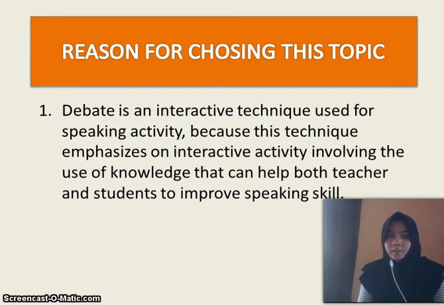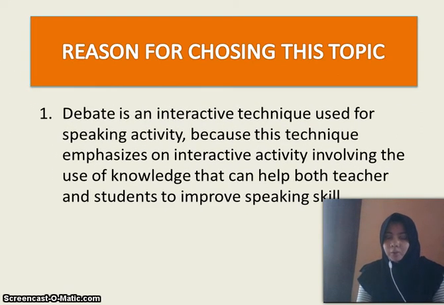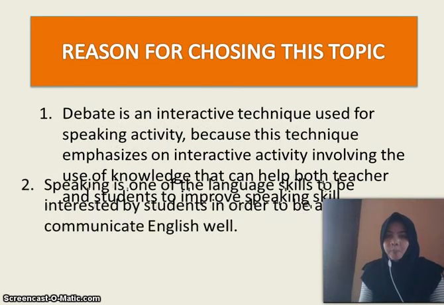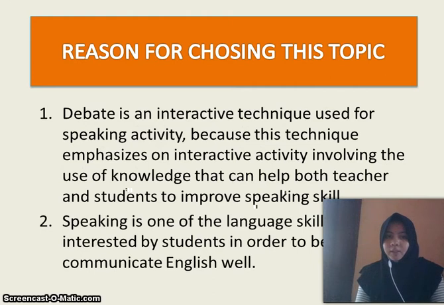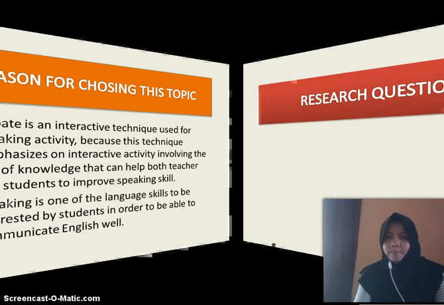The first, debate is an interactive technique used for speaking activity because this technique emphasizes interactive activity involving the use of knowledge that can help both teacher and students to improve speaking skill. The second reason is that speaking is one of the language skills of interest to students in order to be able to communicate in English well.